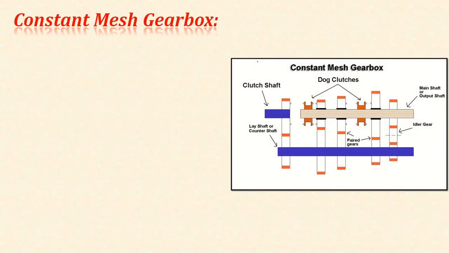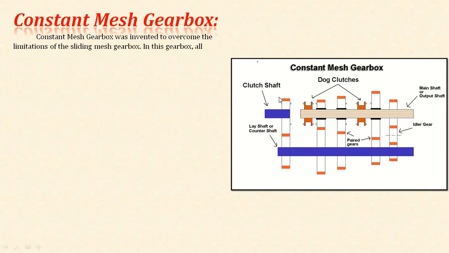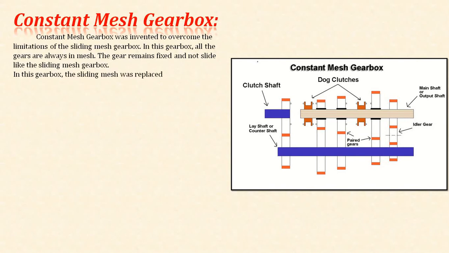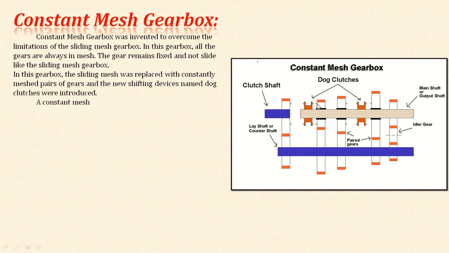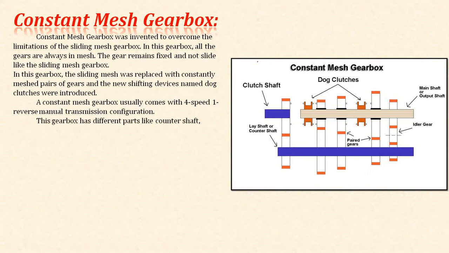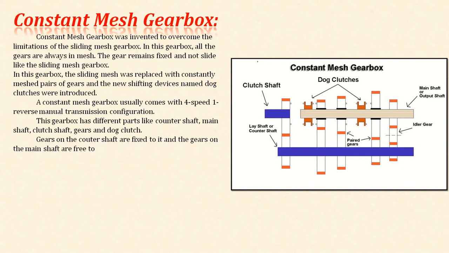First, the introduction related to the constant mesh gearbox. The constant mesh gearbox was invented to overcome the limitations of the sliding mesh gearbox. In this gearbox, all gears are always in mesh. The gears remain fixed and do not slide like in the sliding mesh gearbox. In this gearbox, the sliding mesh was replaced with constantly meshed pairs of gears and new shifting devices named dogs, shown in this figure, are used.